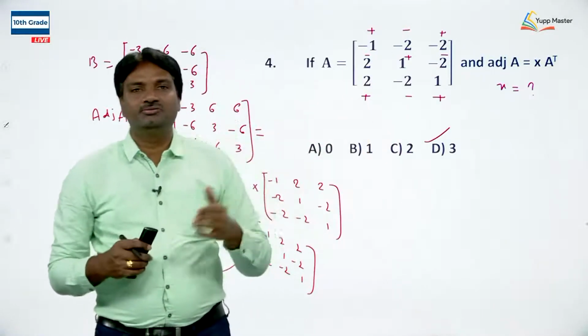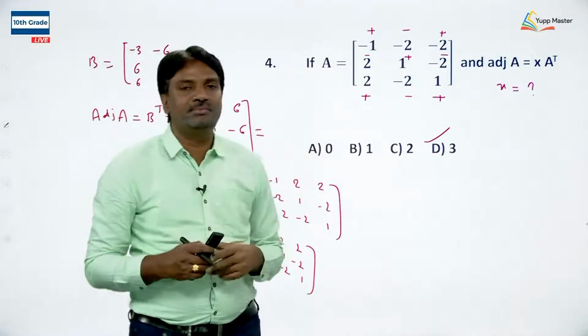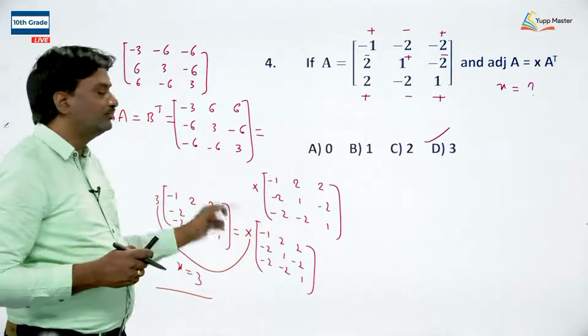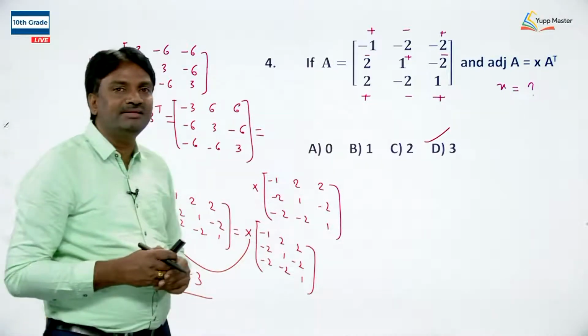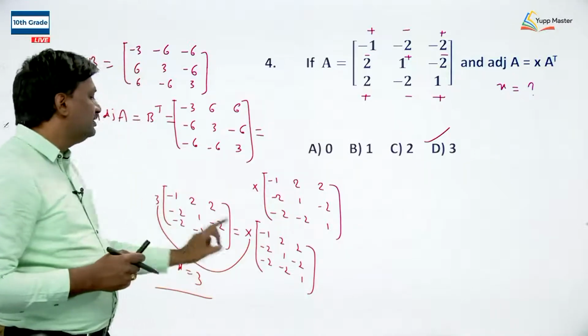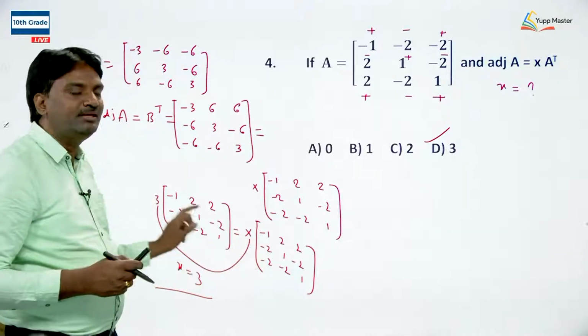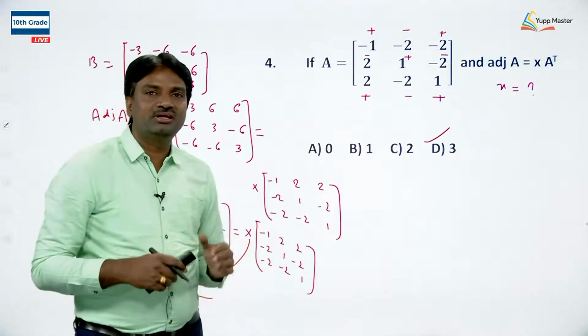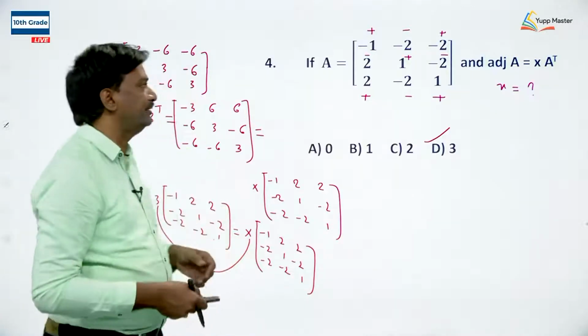A transpose means we have to interchange the rows and columns of the matrix A. By comparing on both sides, here from each element we can take 3 as common. After taking 3 as common, compare on both sides, in place of x we have 3. So that is why for the given problem the value of x is 3.